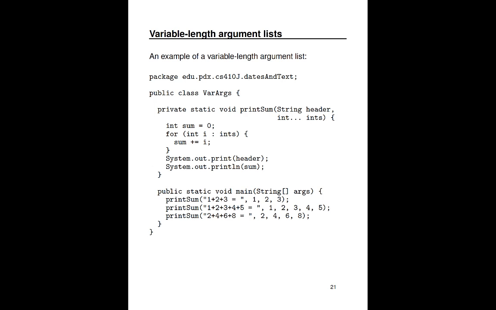In the main method, we can see how this method is invoked. We can call printSum with the header of 1 plus 2 plus 3 equals, with the arguments 1, 2, and 3. And then we invoke printSum 2 more times, but with different numbers of arguments. The second time it's 1, 2, 3, 4, 5, and the third time it's 2, 4, 6, 8. The language is able to handle this because when we declared the second parameter to the printSum method, it's int..., which means that it's a variable length argument.